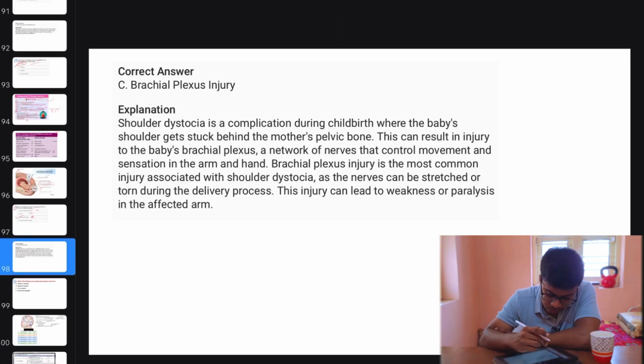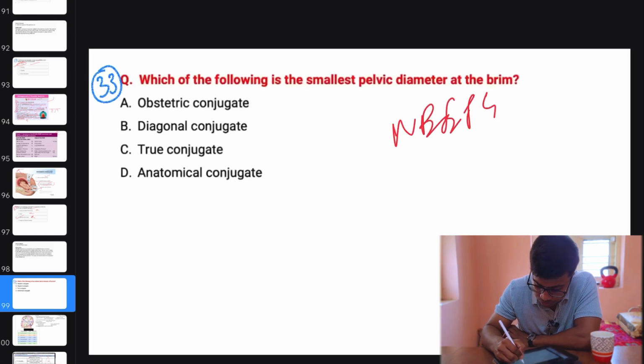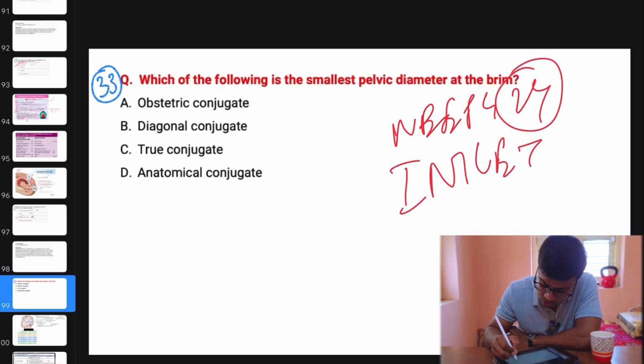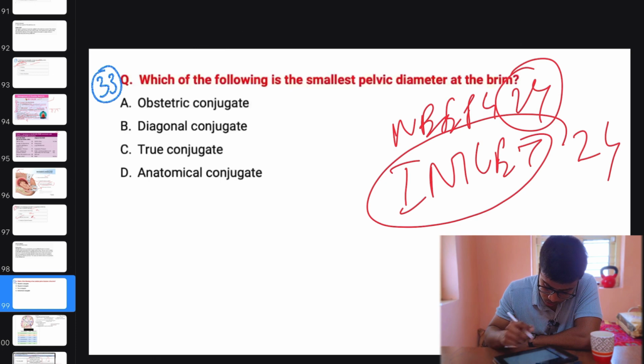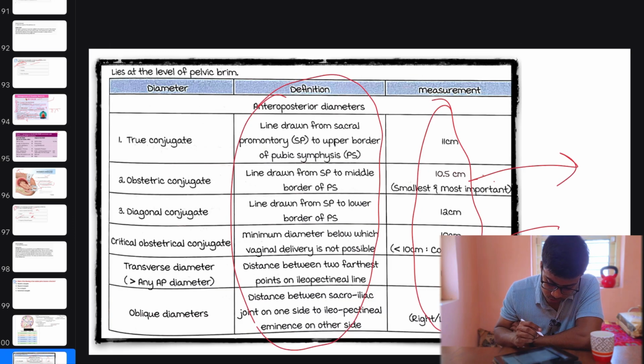Now this is the explanation. Read it. Now, which of the following is the smallest pelvic diameter? Pelvic diameters are asked a lot of times. This is a NEET PG 24 recall question as well as an INICET recall question. Before that, the smallest is the obstetric conjugate for sure, but you should know this table for solving that question.